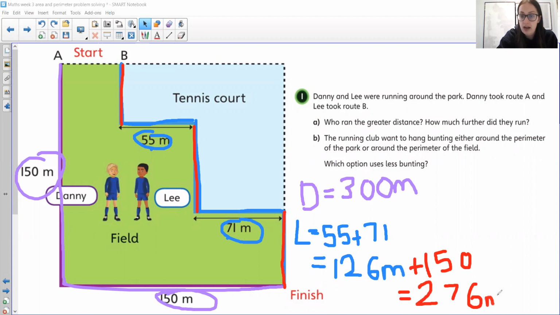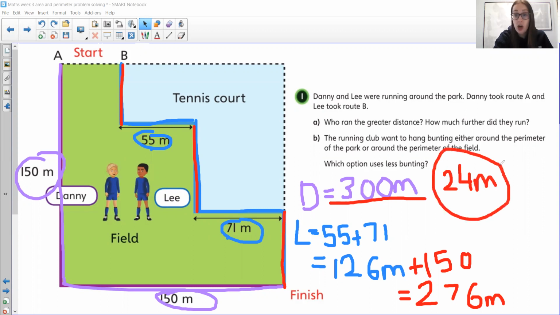Right then, who ran the furthest? Well, Danny ran the furthest. And how much further did he run? So you find the difference between 300 and 276. You can do 300 take away 276, which would be 24 metres. So well done if you got that right. That was not easy. That would be a strong 2-mark question, so really well done if you followed that.